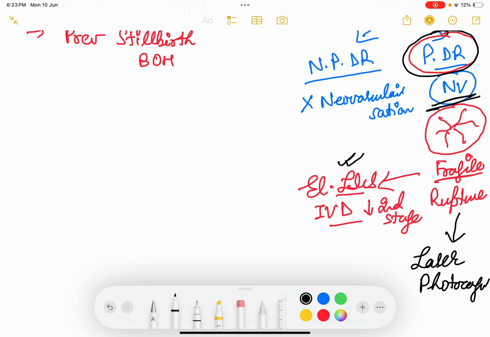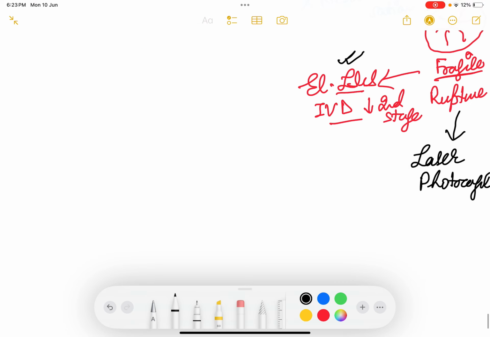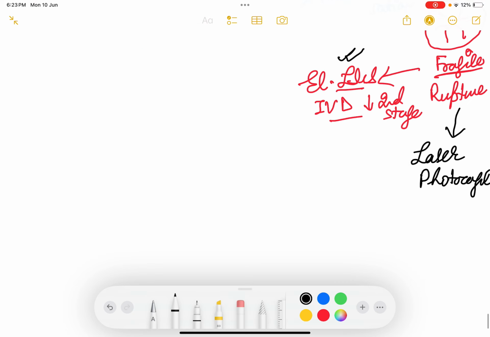Laser photocoagulation can be done of all these blood vessels, and it is preferably done at 18 to 29 weeks. Between 18 to 29 weeks we generally do the laser photocoagulation. But अगर ये 29 weeks से ऊपर हो गया है, थर्ड ट्राइमेस्टर में एंटर कर गई है, then we generally avoid laser photocoagulation and we go for direct elective cesarean section for the patients.